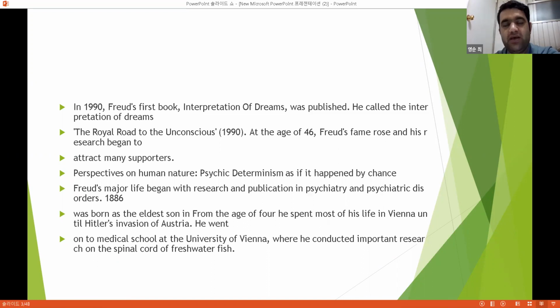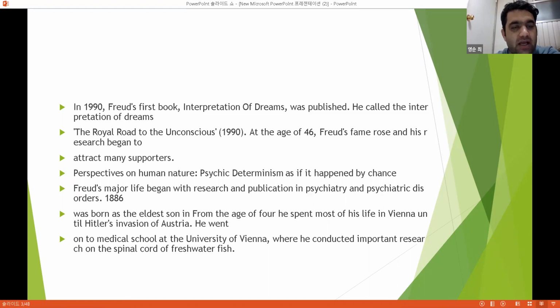It was published a very long time before he passed away. And The Royal Road to the Unconscious came out, and at the age of 46, Freud's fame rose and his research began to attract many supporters. His research attracted many supporters in the perspective of human nature. People were asking what psychic determinism is, the idea that things do not happen by chance, and that was analyzed by this approach.